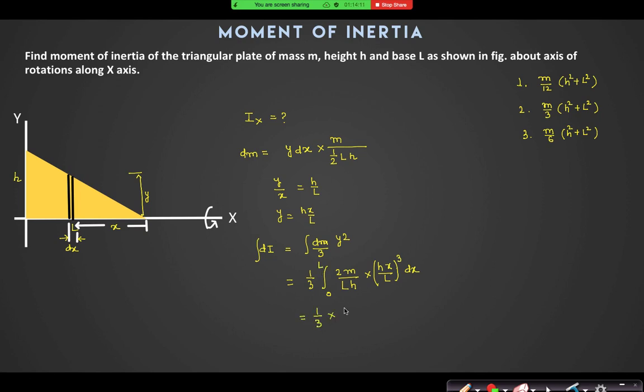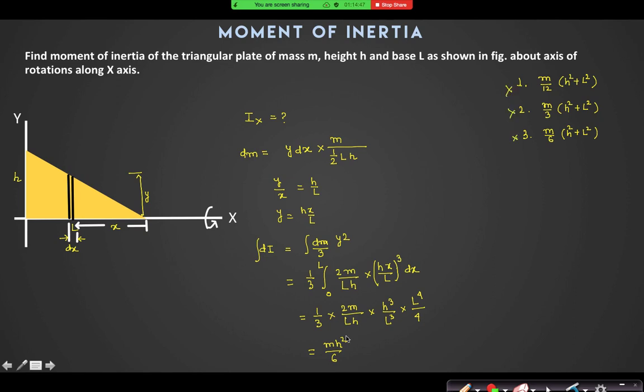So 1/3 into 2m by Lh into h cube by L cube. x cube dx is how much? x power 4 by 4. Yes or no? So look, L power 4 and L power 4 in numerator and denominator cancel out. h square will be there in the numerator and 6 will be in the denominator. That should be the answer of this question.